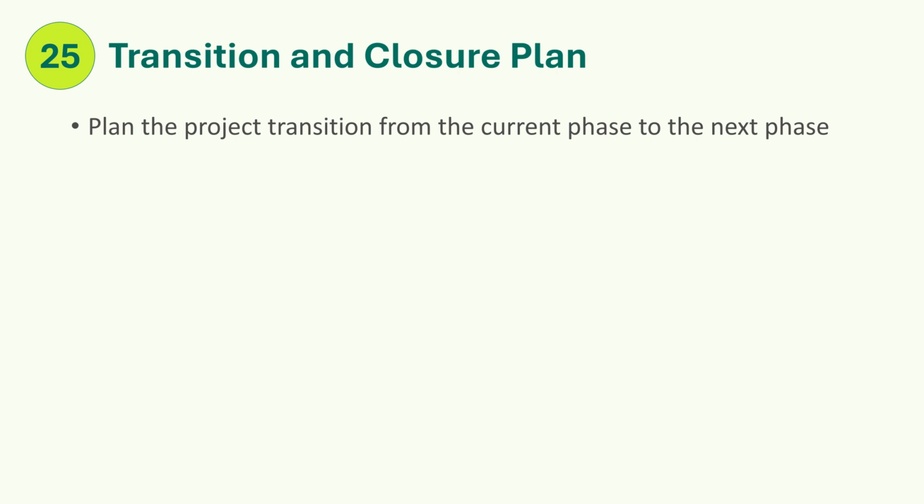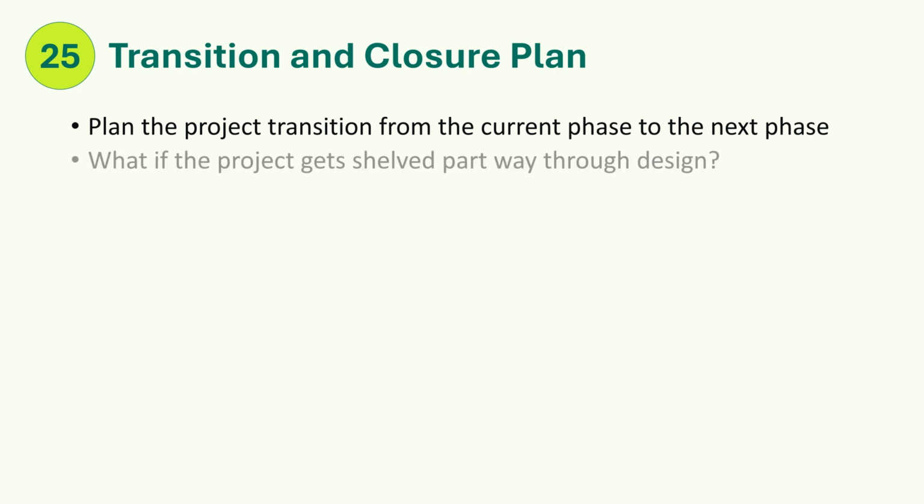Step 25. Transition and closure plan. Have a plan to transition the project from the current phase to the next phase. Example, pre-design to design and design to construction. Discuss how to close out the current phase. Also, have an outline on how to close out the entire project at the end.